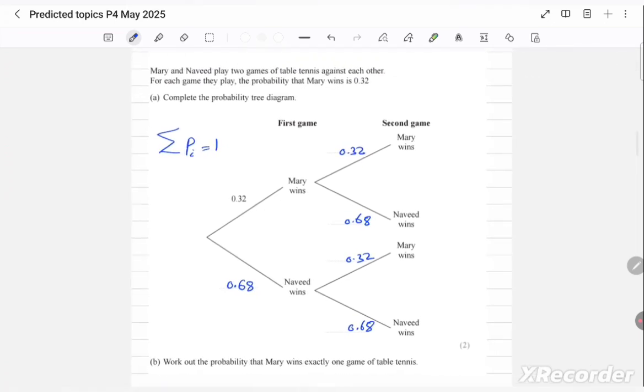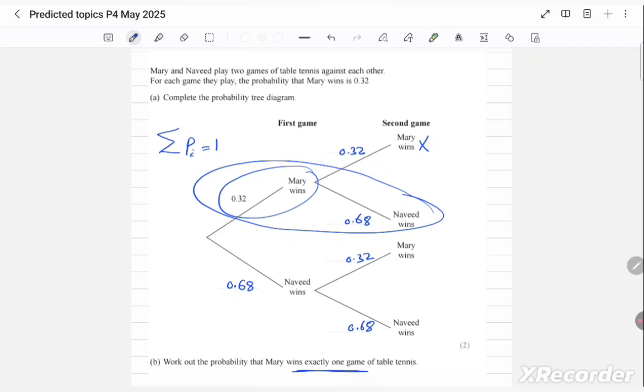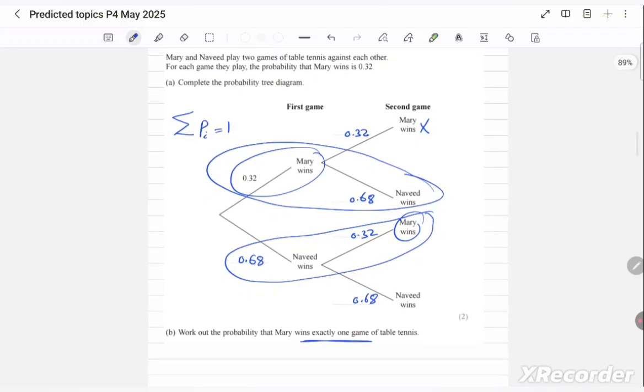The question is, work out the probability that Mary wins exactly one game. Exactly one means only one. For example, when you look at this branch, she wins here, 1, so it should be the second one to lose. You can't take wins 2 because they said exactly one game. So it can be this branch, number 1, or it can also be this one, where he wins the first one and then she wins the second one. So this is the answer.